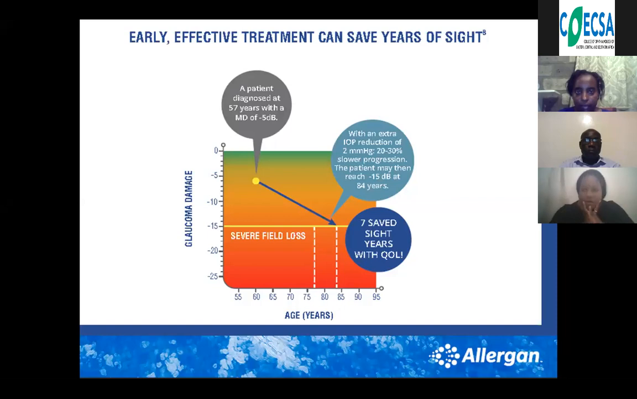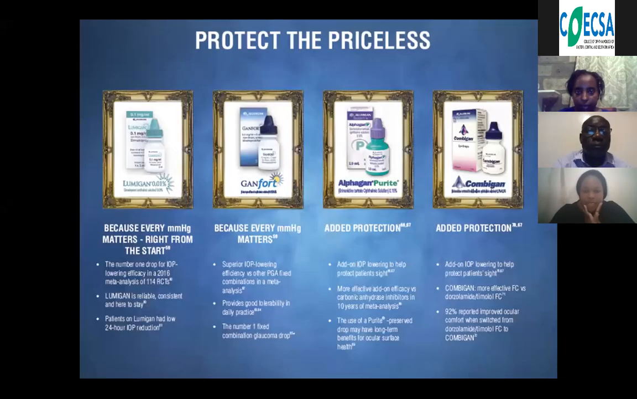From Allergan, we have 4 main glaucoma products, ranging from the PGAs to the non-PGAs. Initially we had Lumigan 0.03, and currently we have 0.01. There's Ganfort, which is a bimatoprost timolol combination; Alphagan P, which is brimonidine tartrate; and Combigan, which is a combination of brimonidine and timolol. Today I'll be looking more at Lumigan, which is the PGA class.